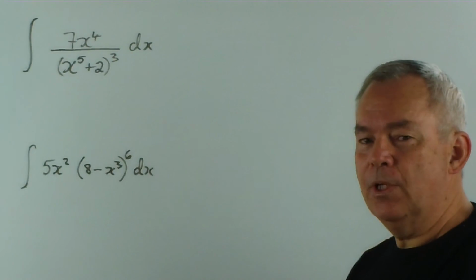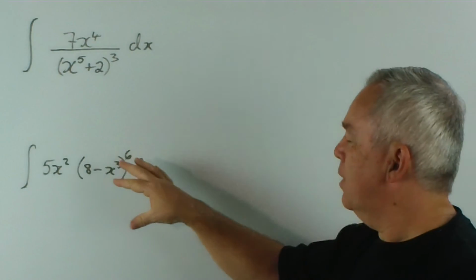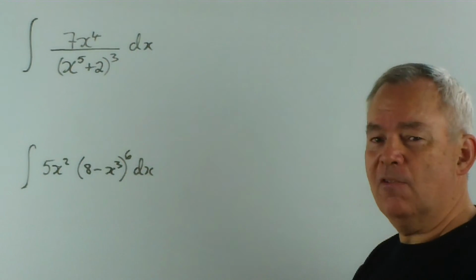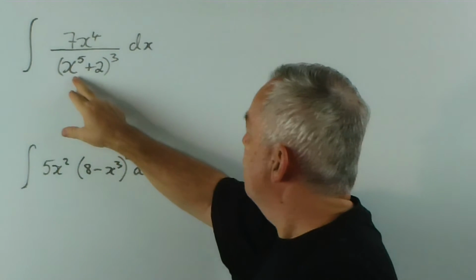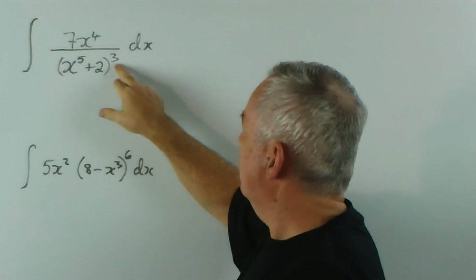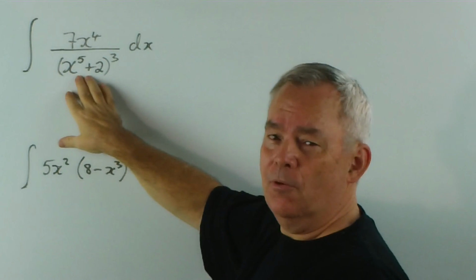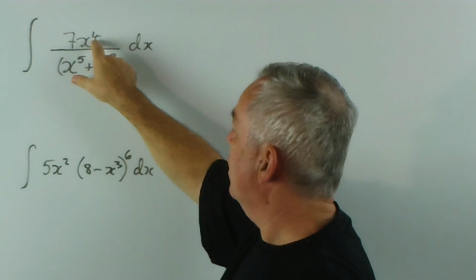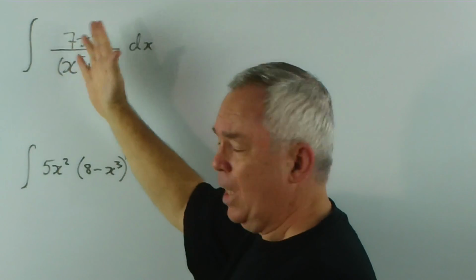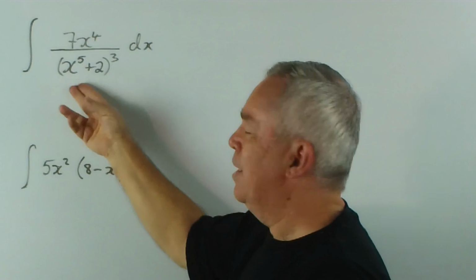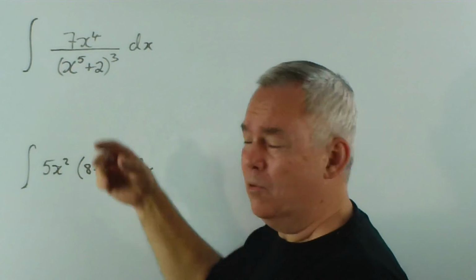Well, here we have 2 integrals. Notice they're fairly nasty looking again, but I want you to see the kind of pattern you're looking for. Here we have a function with a power, and the derivative of this function is 5x to the 4th power, and we have an x to the 4th here. So this, apart from the constants, is the derivative of the function inside. This is the pattern we're looking for.